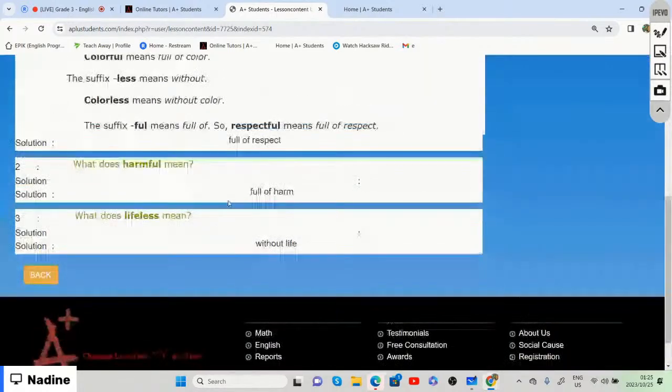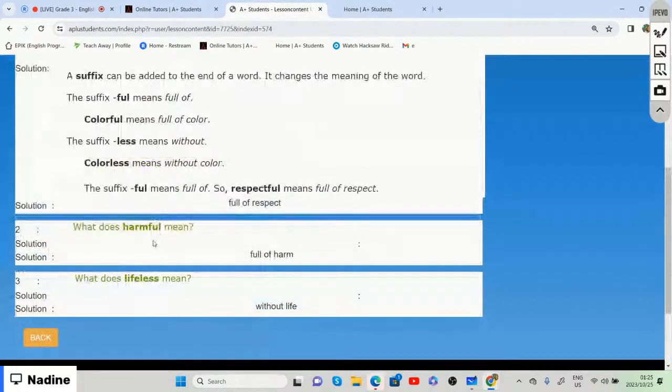Harmful. What does harmful mean? If we specifically look at the word harmful, then it means that it is full of harm. And we have lifeless. If we look at the word lifeless, then it means that it is without life, because remember, we said the suffix less means without. So lifeless means without life.